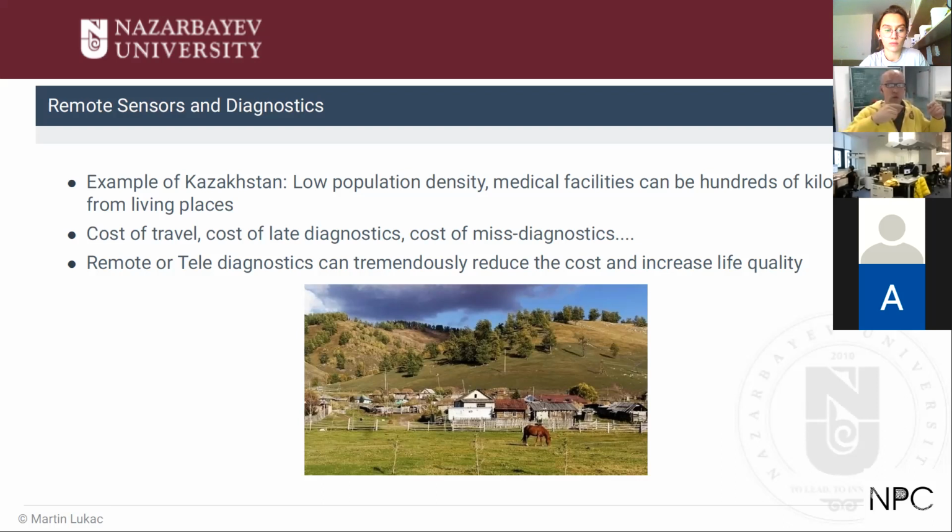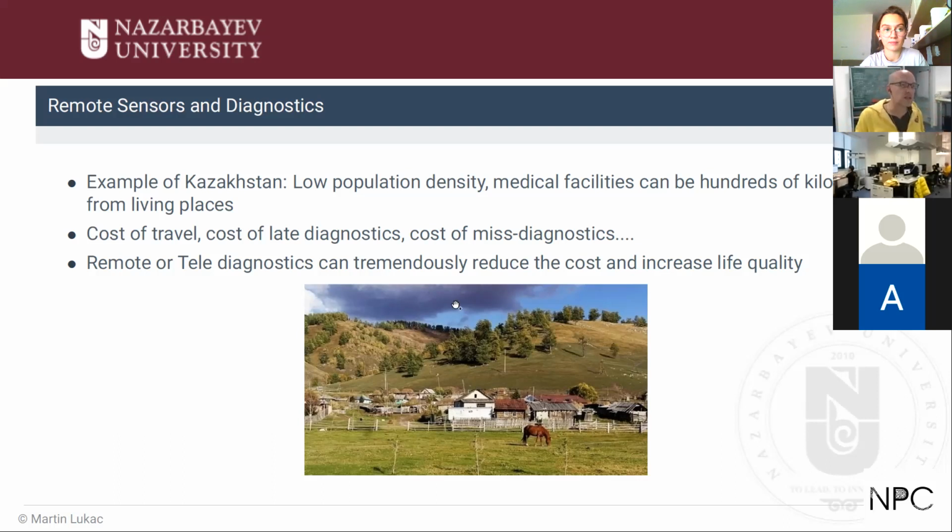Yes, if I go from here to Almaty, I cross the whole of Europe. And if I go from here to Almaty, I will probably meet Karaganda and Balkhash, and in between nothing. If you do this in Europe, every second kilometer you have a village. So the density is something absolutely different.